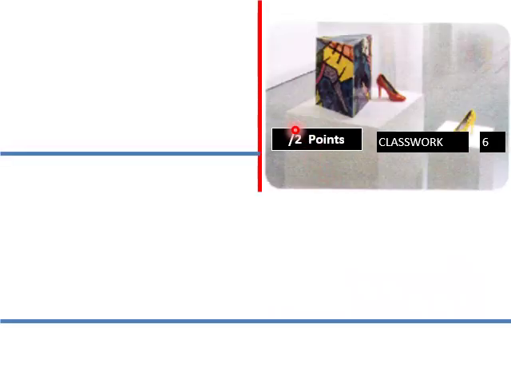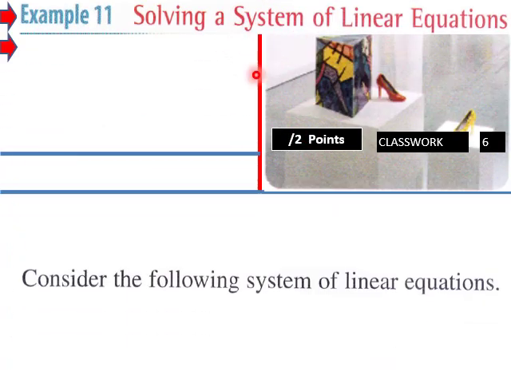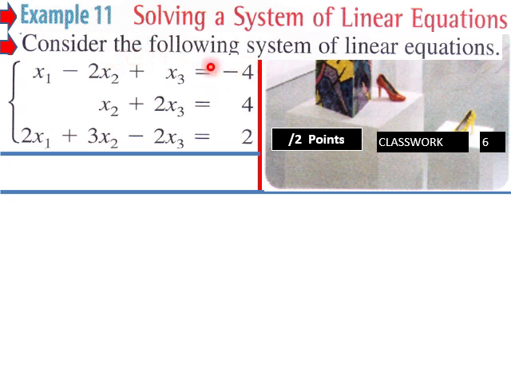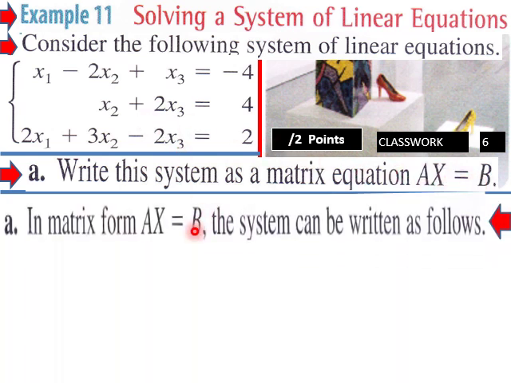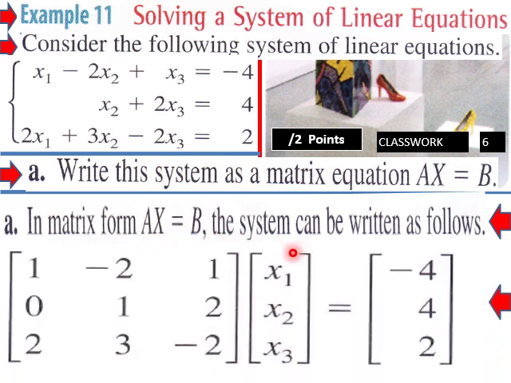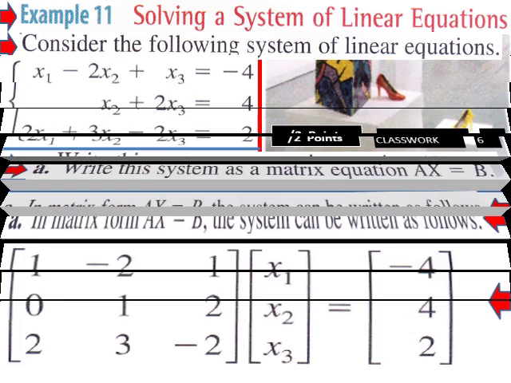Okay, going on into our next example: solving a system of linear equations. Consider the following system of linear equations. Here is our system. Part A: write this system as a matrix equation, AX equals B. In matrix form, AX equals B, the system can be written as follows. Here is our first matrix. This is our A. This would be our X, x1, x2, and x3. And then this would be our column for our B.